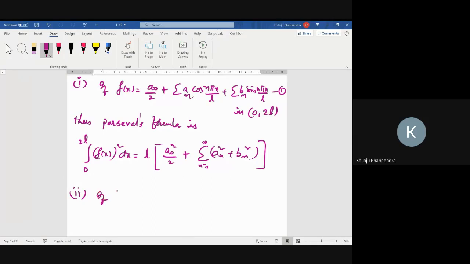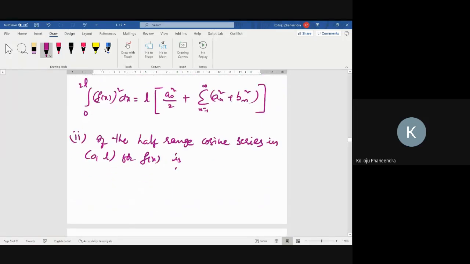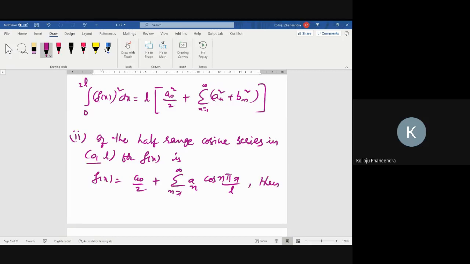What do you write for the half range cosine series? Half range always means 0 to L. The half range cosine series in 0 to L for f of x is: f of x equals a0 by 2 plus summation an cos n pi x by L, n is 1 to infinity. The interval is 0 to L.